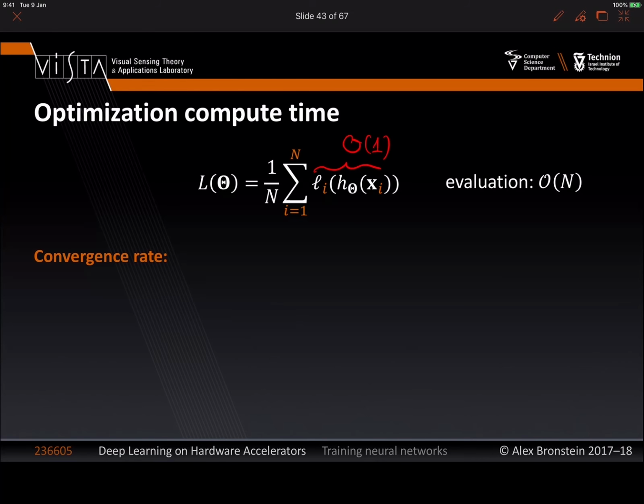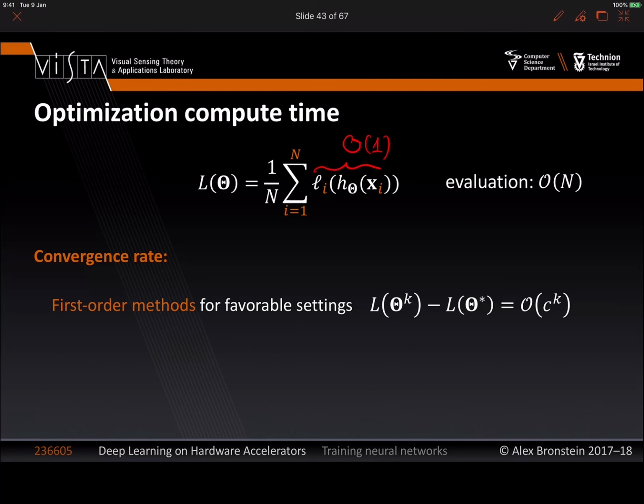So we have seen some claims about the convergence rate. I didn't have time, unfortunately, to prove you anything, but there are actually textbook results. So we have seen that, for example, first order methods in some favorable settings under some technical conditions converge what we called linear convergence, right? So we have this constant c to the power of k. K is the iteration number, right?